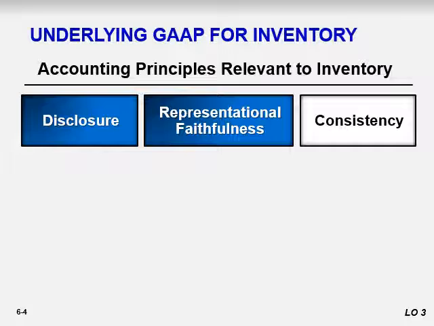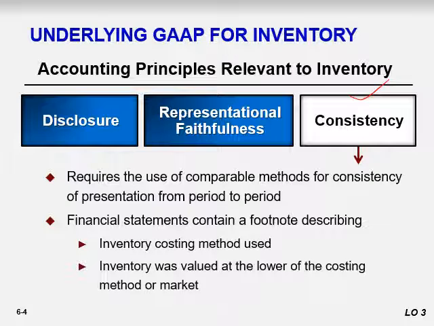And number three is what we call consistency, which means you can't use LIFO in one year and FIFO in another year. If you are doing this kind of practice, this is not consistency. Consistency requires the use of comparable methods for consistency of presentation from period to period. It's not like when there is a high inflationary period you use LIFO, and when there is a deflationary period you use FIFO for tax purposes, right?